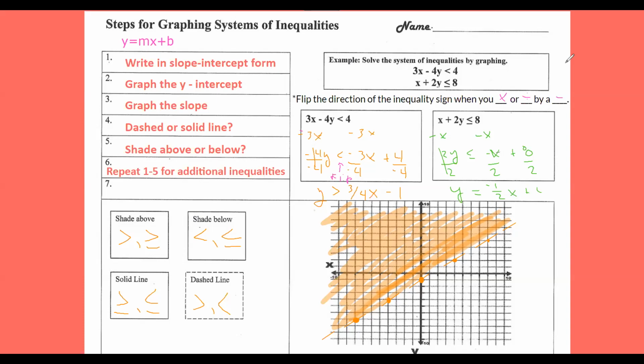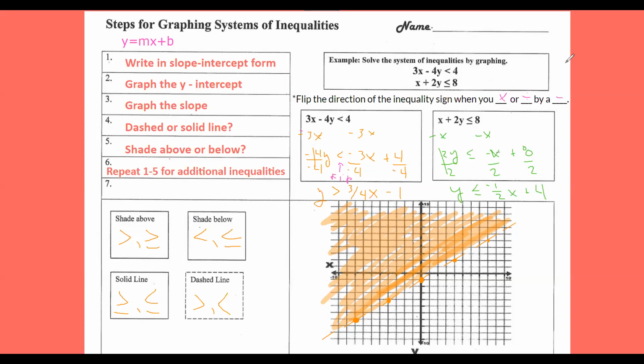Now notice I did not flip my inequality sign on this one. It remained my less than or equal to because I didn't divide by a negative. So if you're just dividing by a positive number, it doesn't change. It's only if it's a negative.